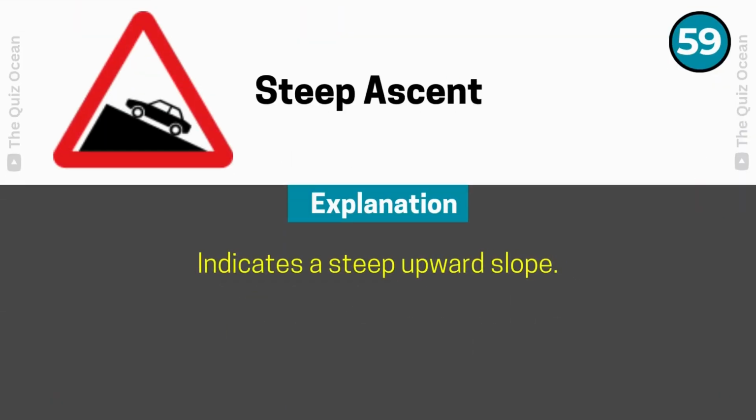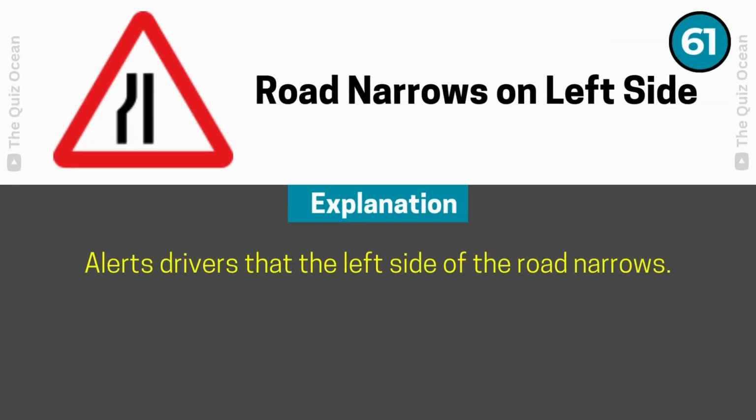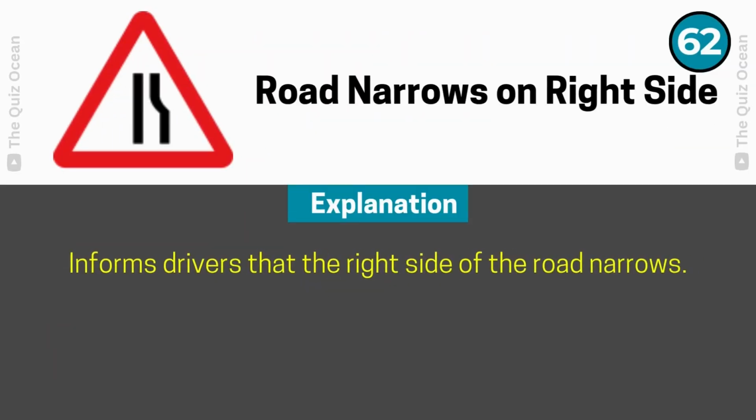Steep ascent sign indicates a steep upward slope. Steep descent sign warns of a steep downward slope ahead. Road narrows on left side sign alerts drivers that the left side of the road narrows. Road narrows on right side sign informs drivers that the right side of the road narrows.